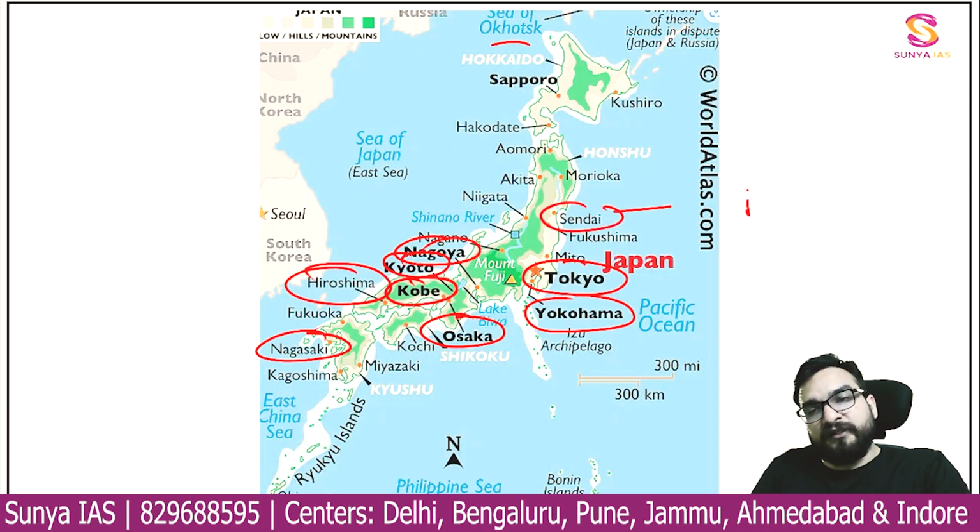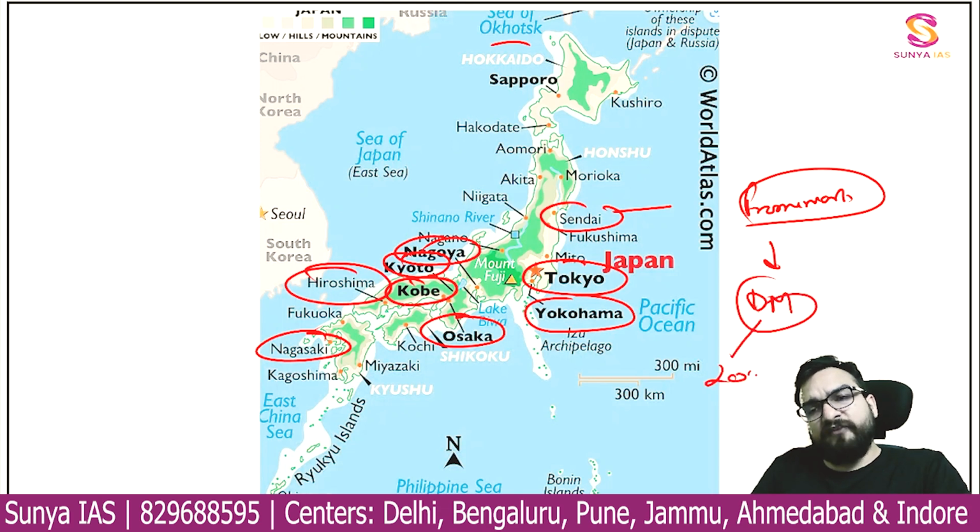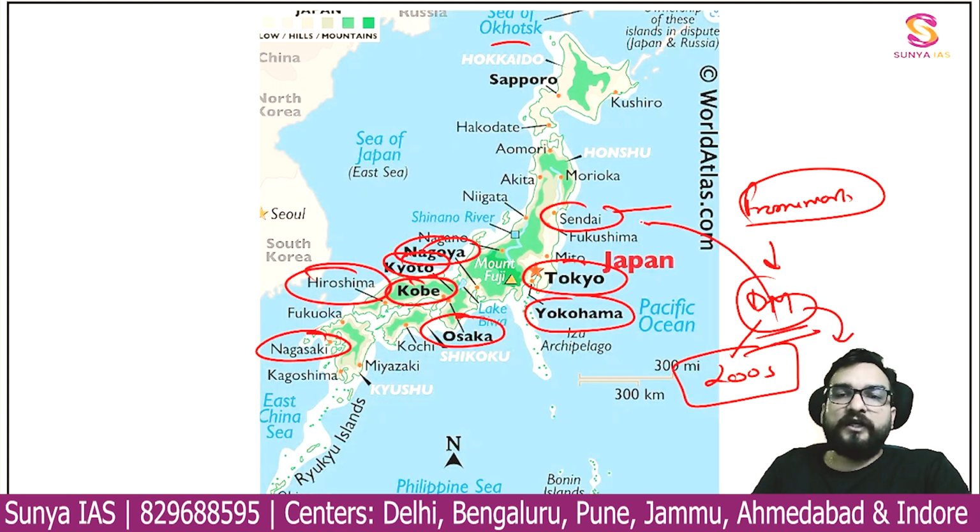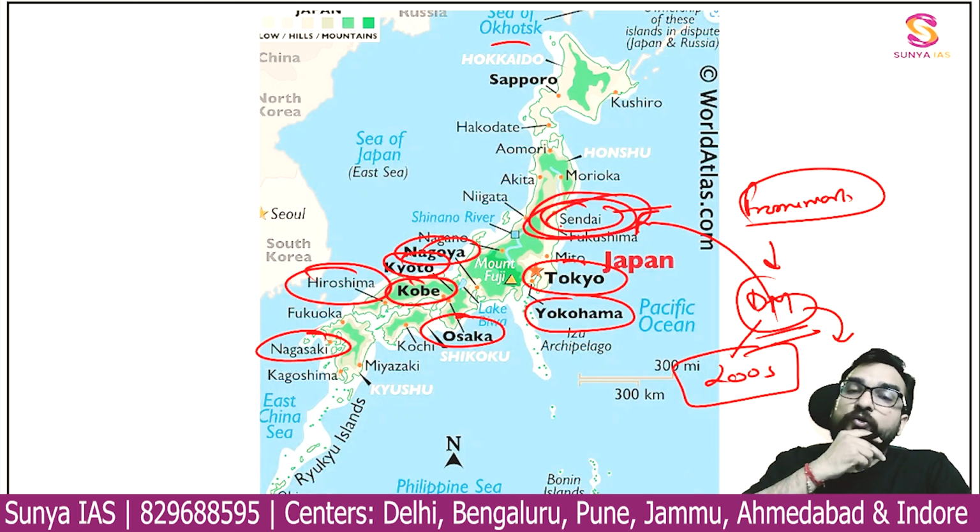Sendai framework. Sendai is also in Japan. You will understand the Sendai framework in disaster management. Sendai framework of 2005, I guess, if I'm not wrong. Do check it. When you study disaster management, you will learn about the Sendai framework. So where is Sendai? This is in Japan, on Honshu Island. Now you know, guys, right?